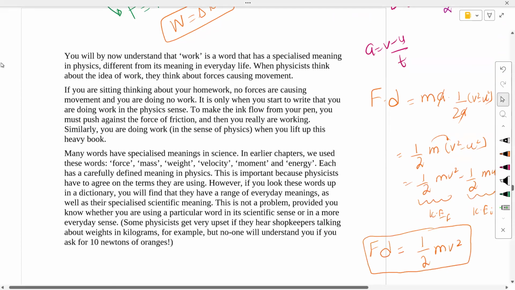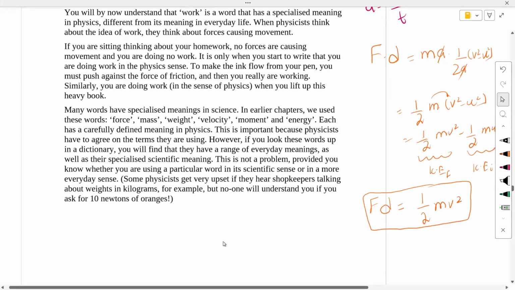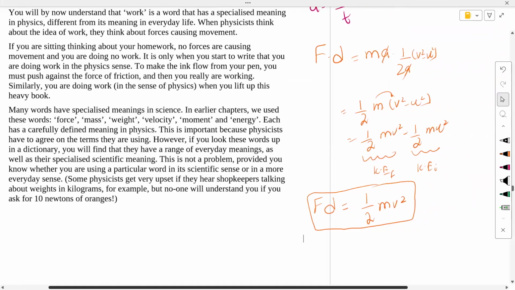Half mv minus... So what about mu? Sometimes the initial velocity is zero, so we will not write it. What's the point of that? If something was initially at rest, then we are only going to go with mv square. We're not going to bother about u.